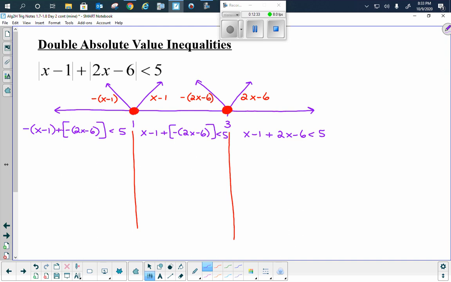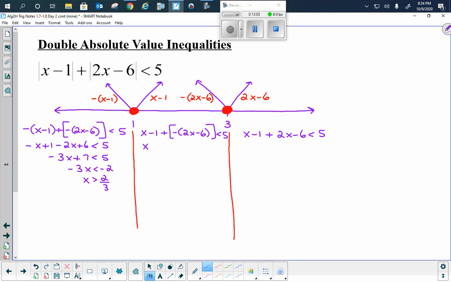Okay, carefully solve each one. So negative x plus 1 minus 2x plus 6. Negative 3x plus 7 is less than 5. So negative 3x would be less than negative 2. If I'm going to divide by negative 3, switch that sign and say x is greater than 2/3.